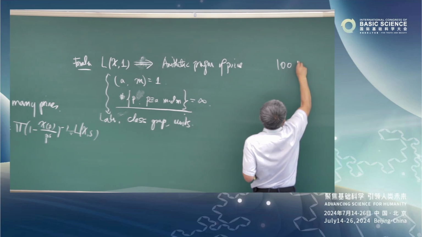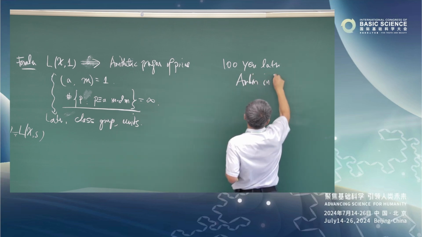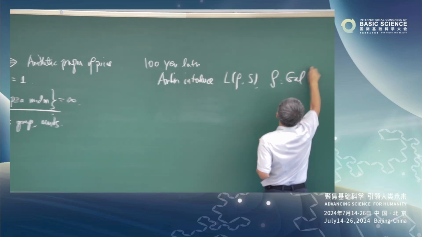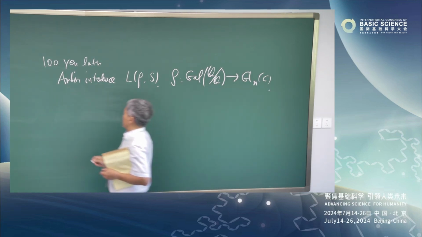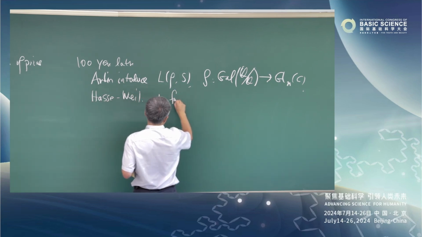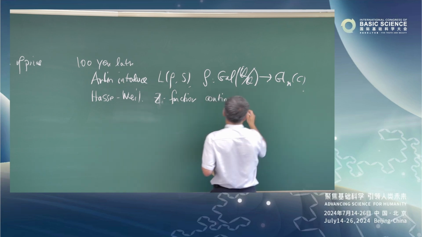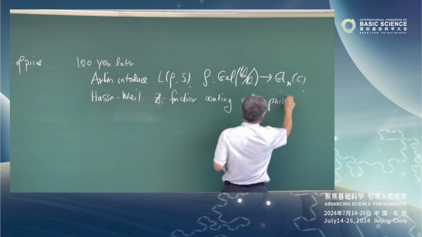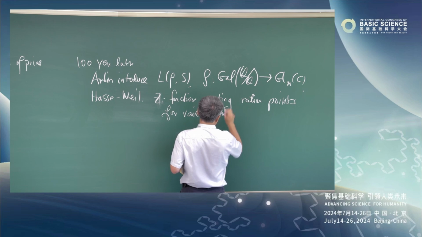Then 100 years later, Artin introduced the L-function for Galois representations. A similar zeta function was introduced for counting the rational points for varieties over finite fields.